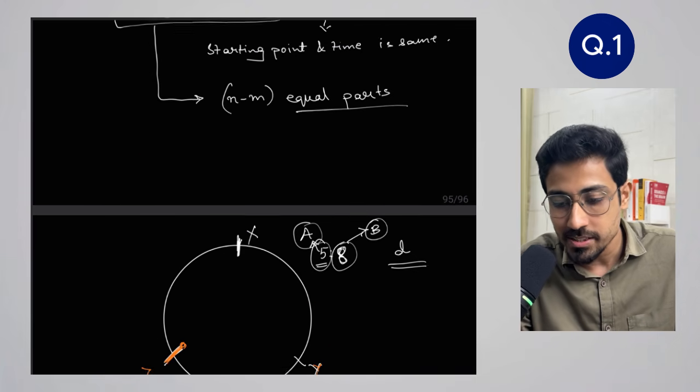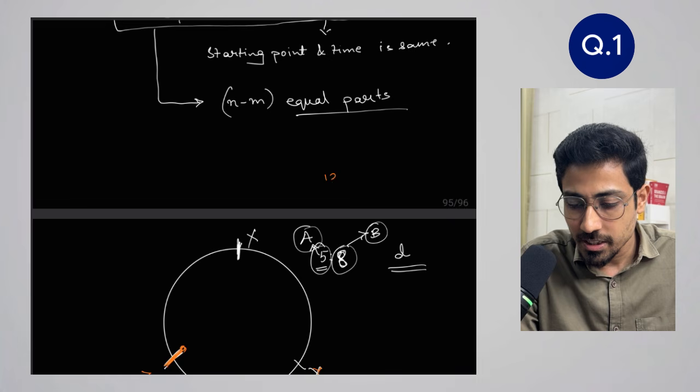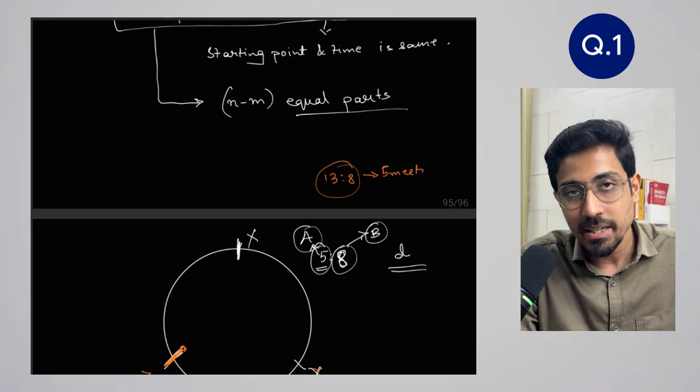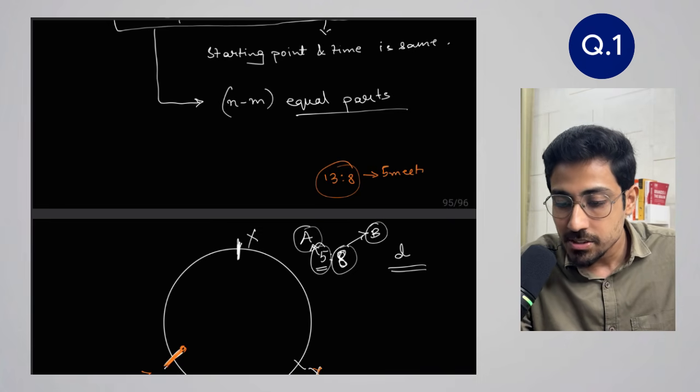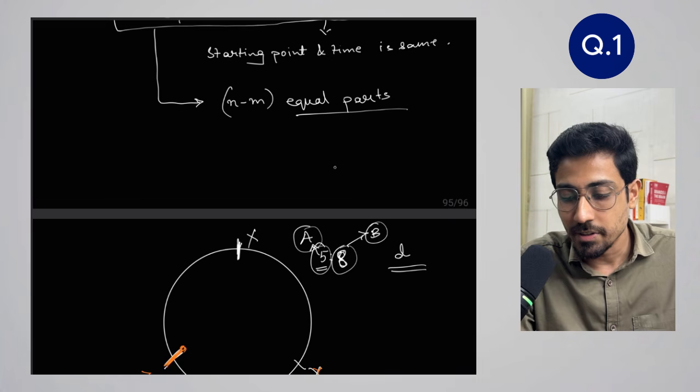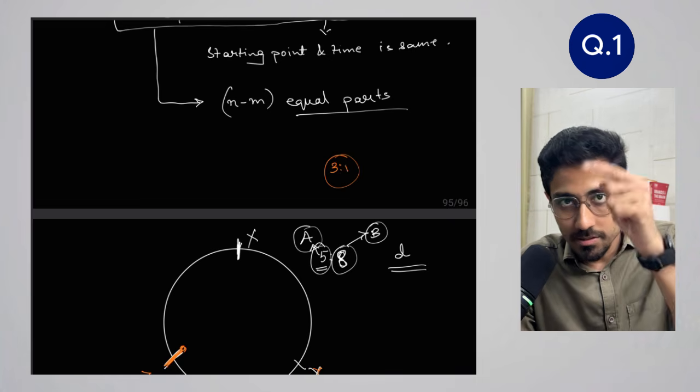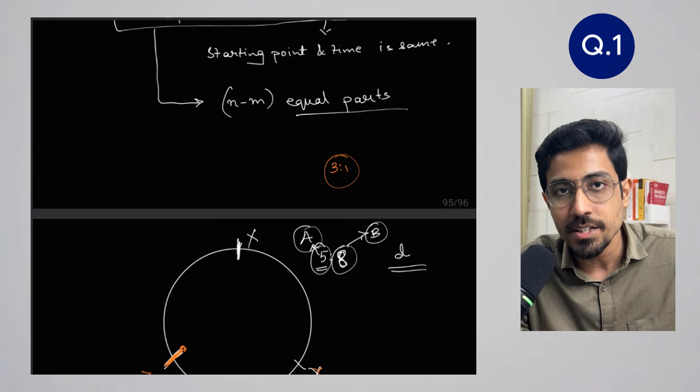If there are 5 meeting points, suppose I took the case of 13:8, right? So there were 5 meeting points. In this case as well, my last 5th meeting point would have been the starting point. 2:1 we took, so that was only 1. 3:1 we took, so there were 2 meeting points. Diametrically opposite, if you remember.